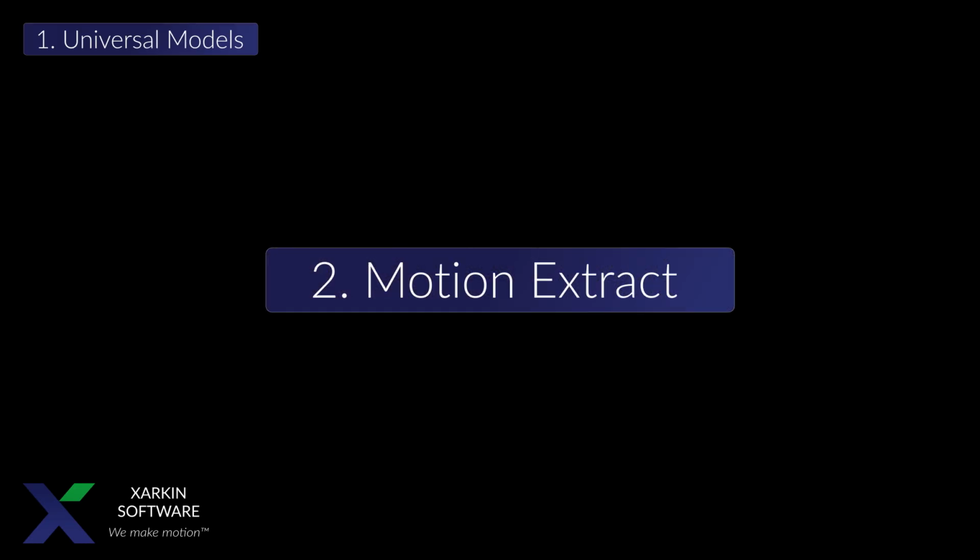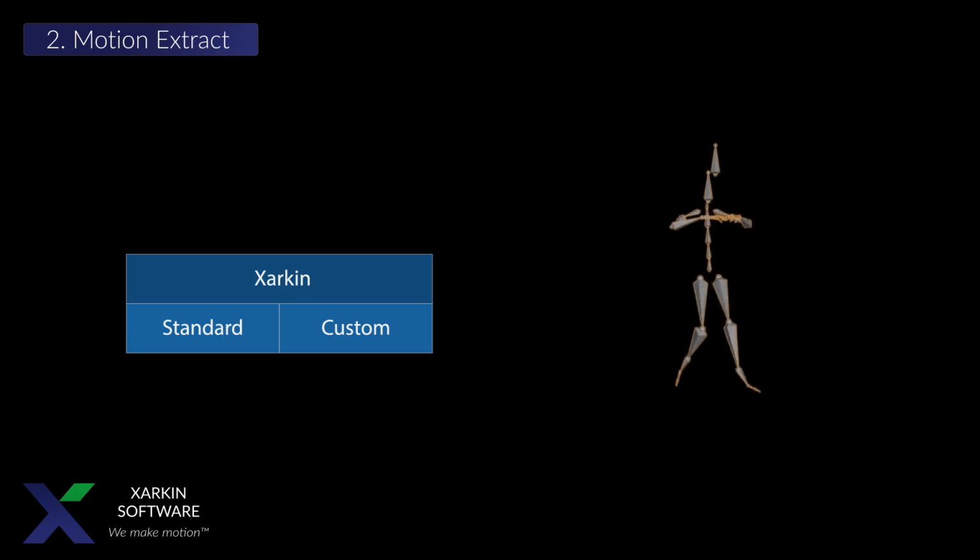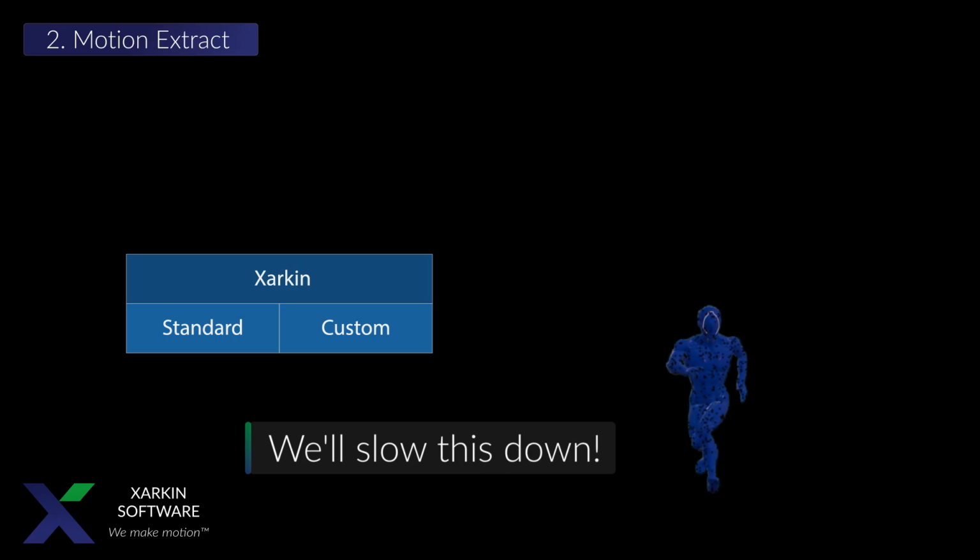A second key capability is Xarkin Motion Extract, which can extract, model, and correct motion from existing motion assets. Xarkin provides a standard set of fully parameterized motion models such as the run shown previously. These models support many common motions. Xarkin also develops custom models to meet specific customer requirements. An example would be this pirouette motion. Let's slow it down. The placement of the arms and hands and the number of turns are parameterized options with this model.